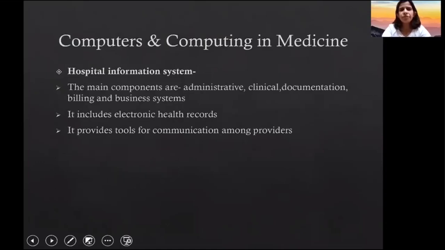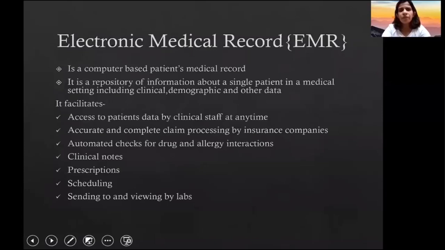in information management. In today's scenario, computers and computing in medicine, how do they help us? They help us in the hospital information system. What is a hospital information system? A system which gives us information about the hospitals, its billing, its administration, as well as the patient. The main components of a hospital information system are administrative, clinical, documentation, billing, and business systems. It includes electronic health records, and it provides tools for communication among the providers.